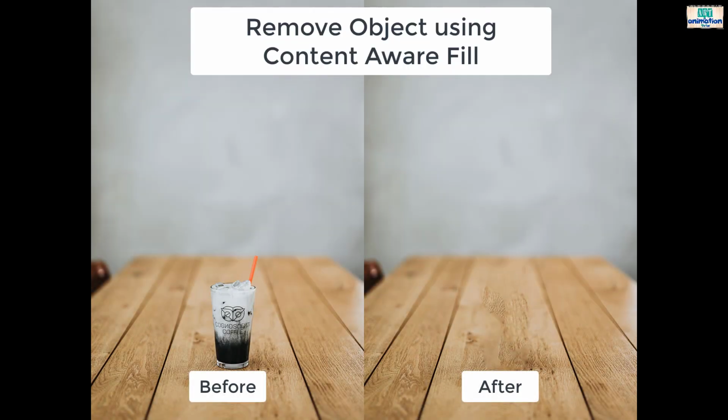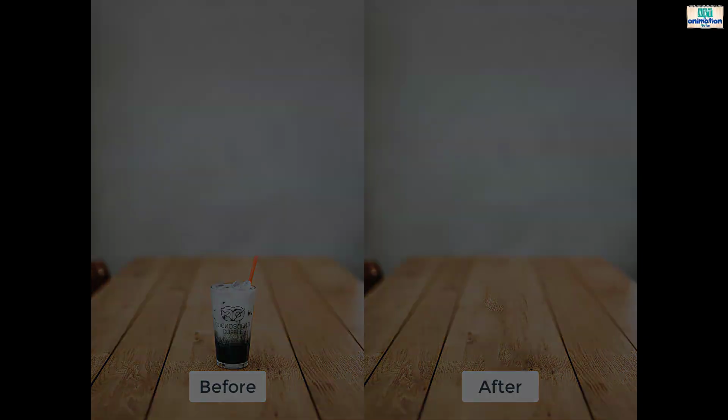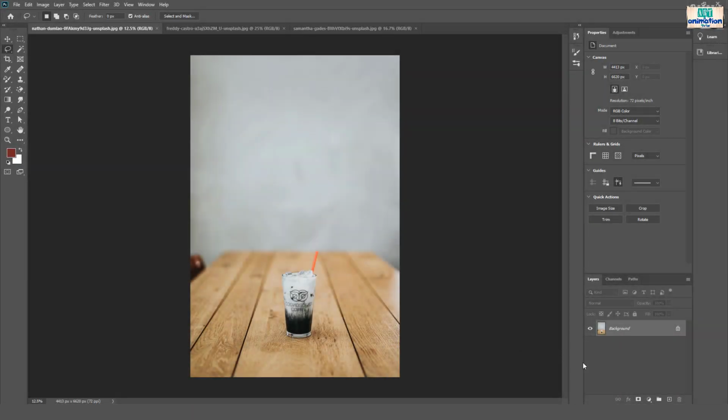In this tutorial we are going to learn how to remove an object from a photo. In this image we are going to remove the glass. First, make a duplicate copy of the layer by pressing Ctrl+J.